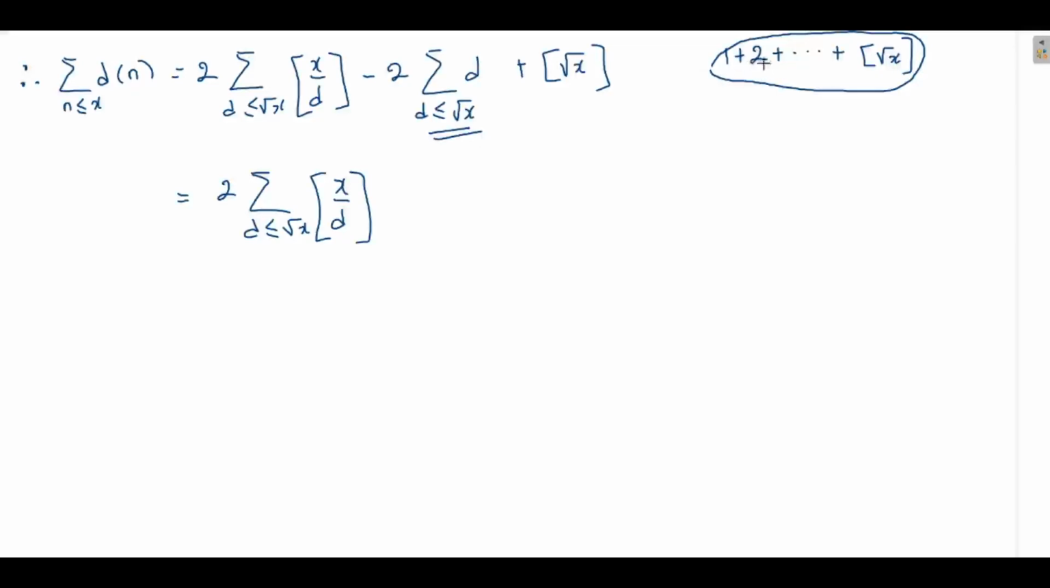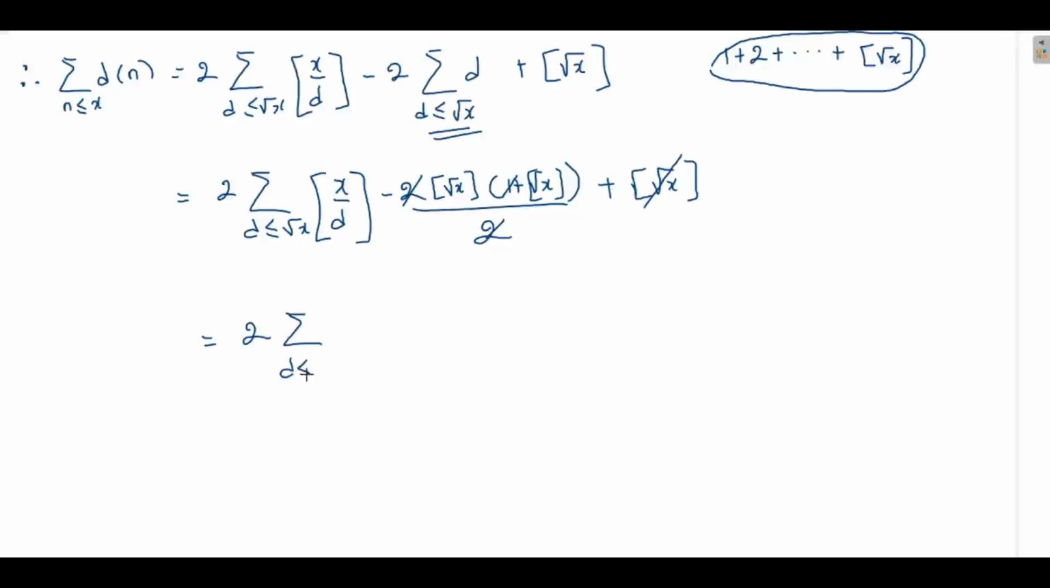So this will be minus 2 times the greatest integer of square root of x times 1 plus the greatest integer of square root of x, divided by 2. We can cancel this 2, and we have plus the greatest integer of square root of x. This also will cancel. So this will be twice the summation over d less than or equal to square root of x of the greatest integer of x by d, minus what is left out here, just this into this, that is the greatest integer of square root of x, the whole square.